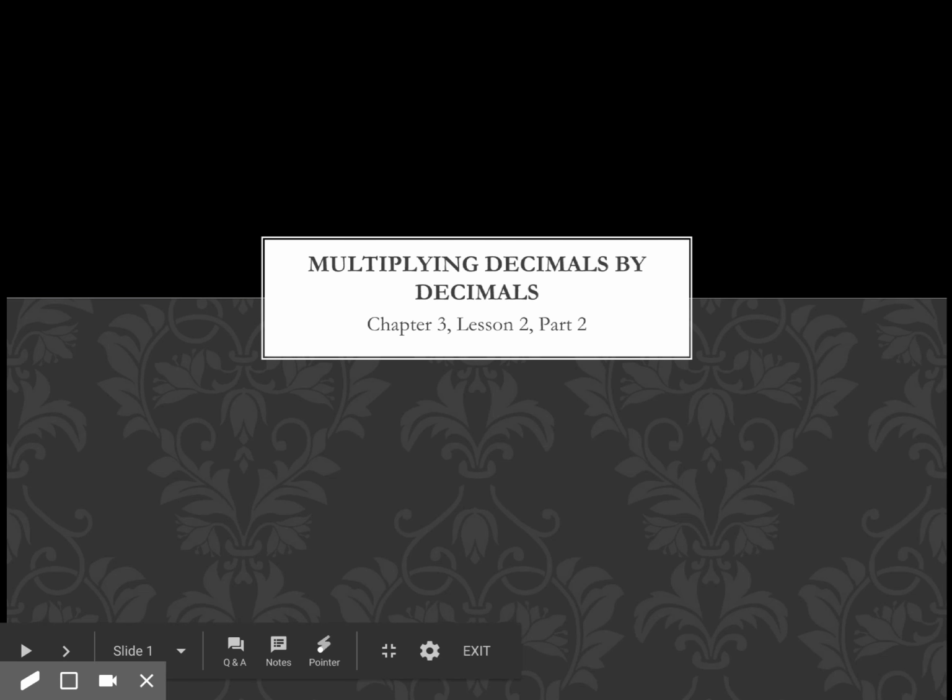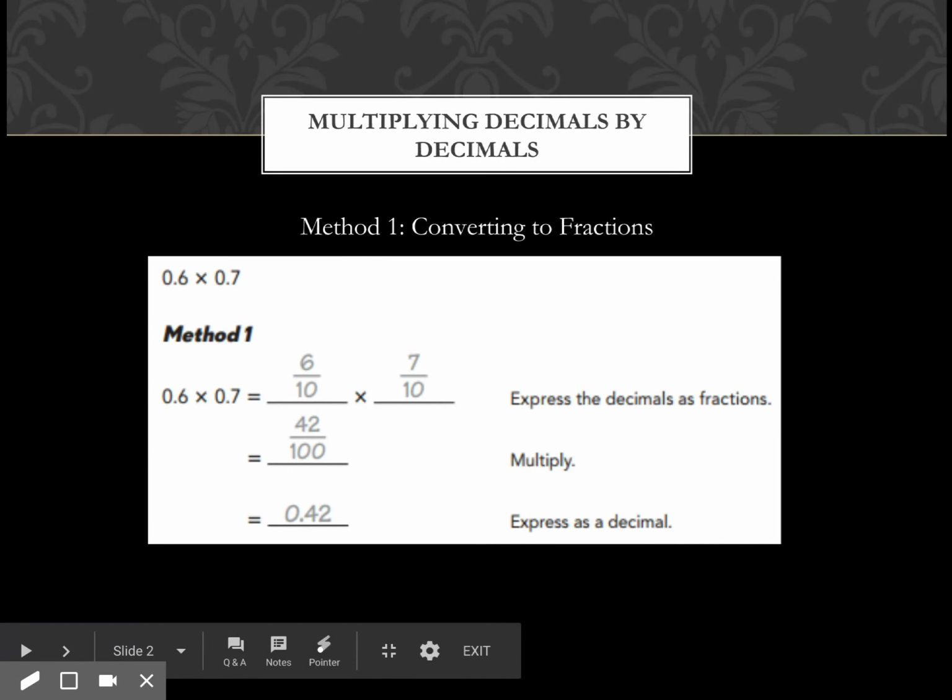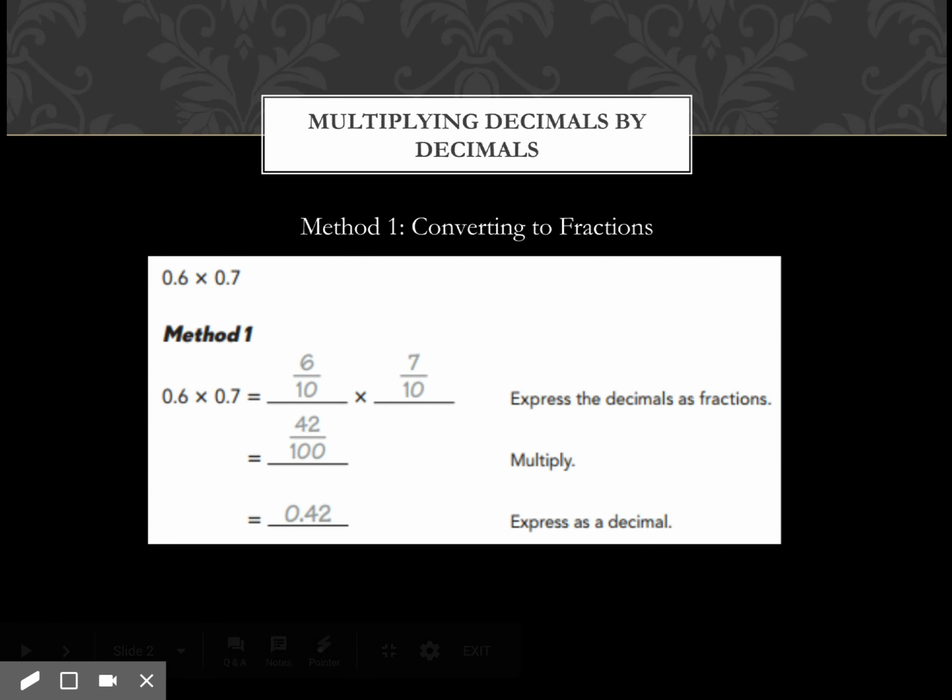Multiplying decimals by decimals, Chapter 3, Lesson 2, Part 2. Okay, multiplying decimals by decimals, we have two methods here.